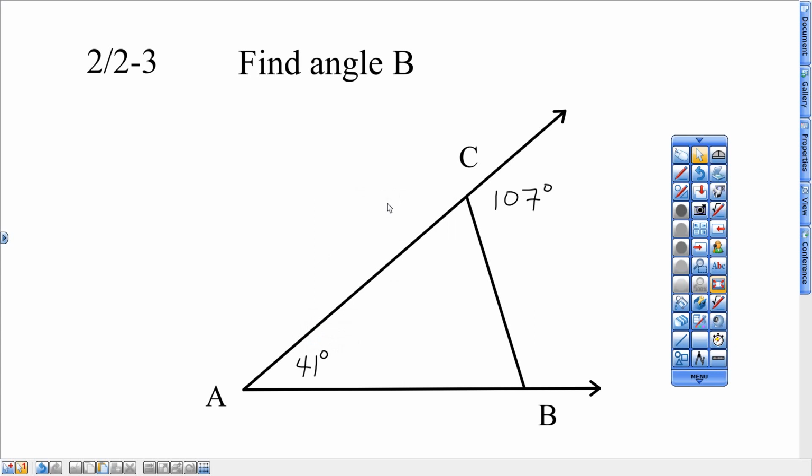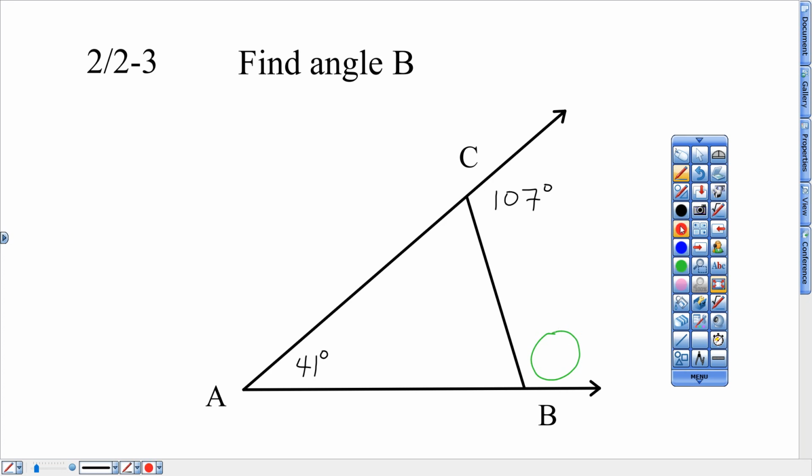Okay, this is classwork video 2.2 or 2.3, depending on what period you have this. And again, going over that concept of finding this outside angle. Hopefully you saw this warm-up done for you, but just one more time, finding that outside angle.